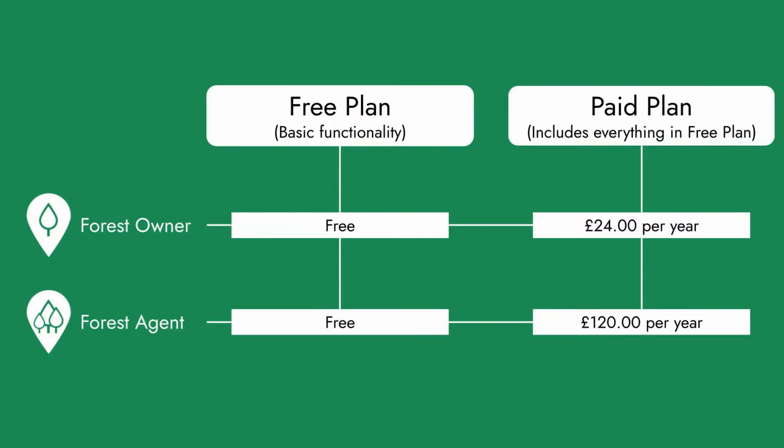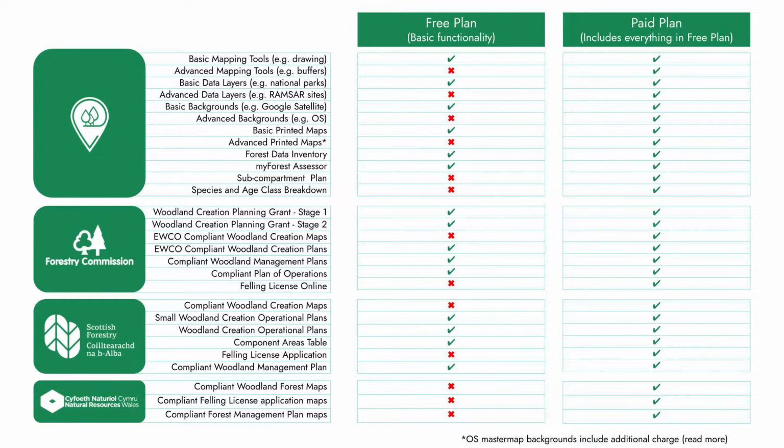A paid plan is £24 per year for users with a myForest owner account. A paid plan is £120 per year for those with a myForest agent account. As shown, there are several benefits to becoming a paid plan user, from additional mapping backgrounds and data layers to outputs such as subcompartment plans and Forestry Commission, Scottish Forestry and Natural Resources Wales compliant maps.